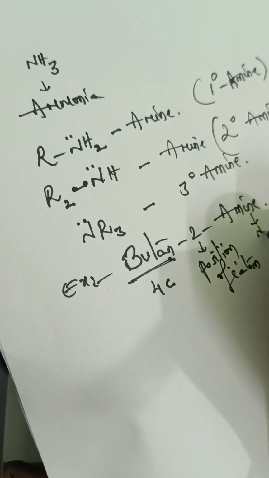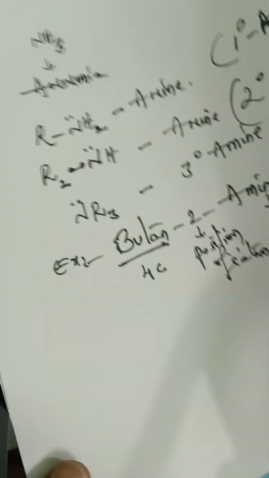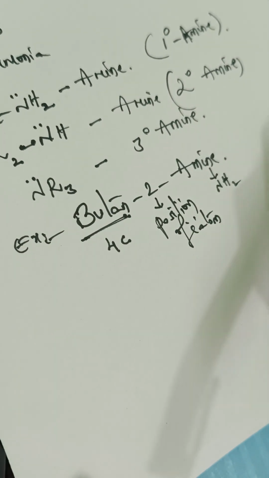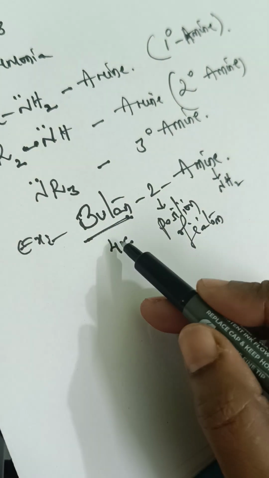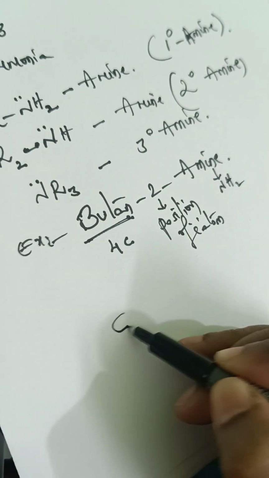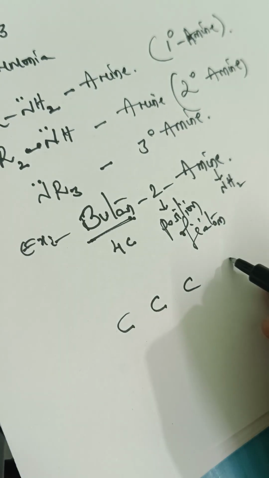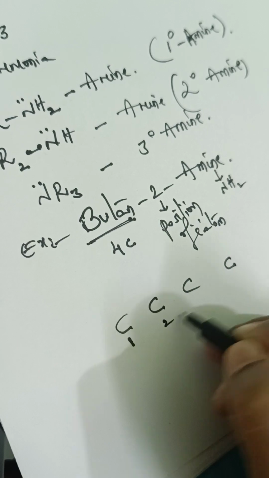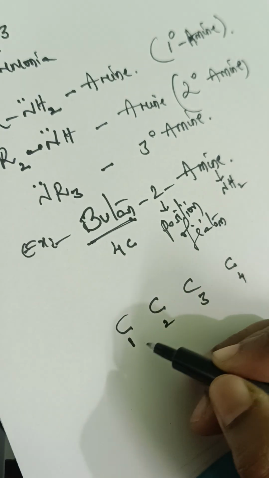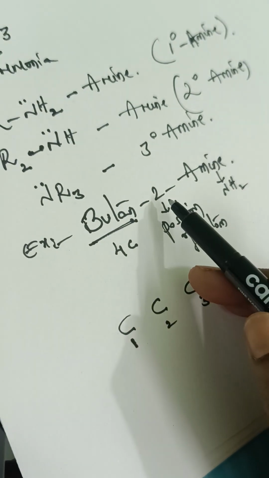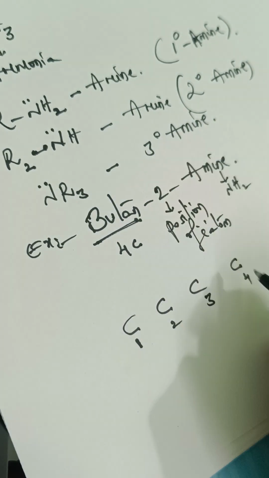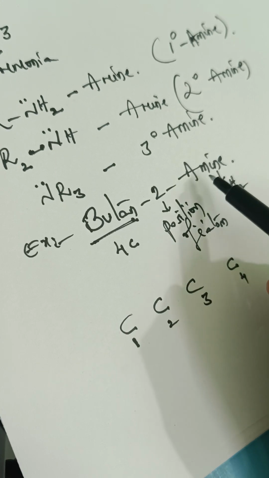Amine is nothing but you should place NH2. As already we have discussed, you should place the NH2 group. Now see here, simply you write down. First you take the parent chain, that is 4 carbon atoms, 1, 2, 3, 4. And then you number the carbon atoms, 1, 2, 3, 4.